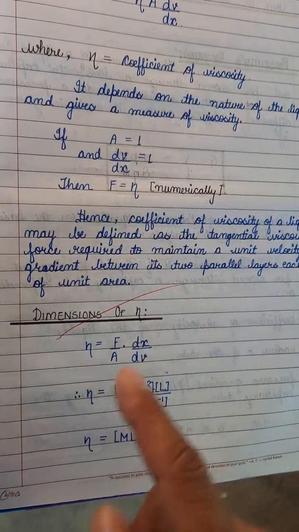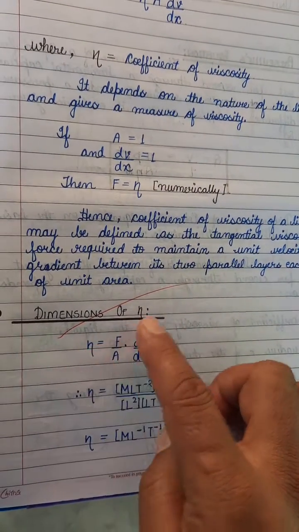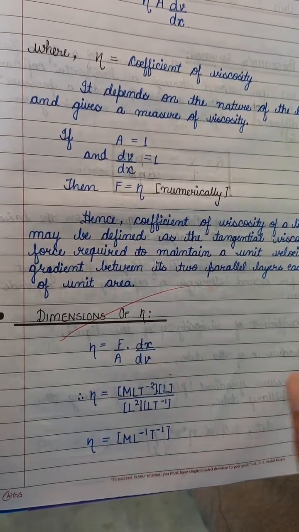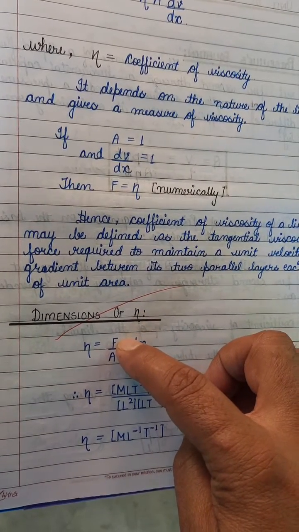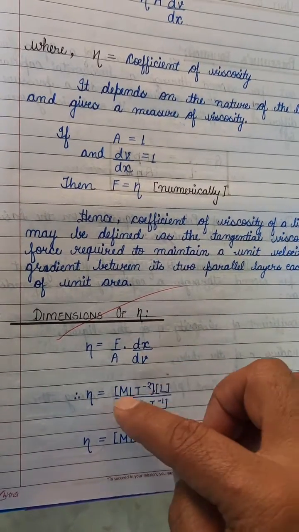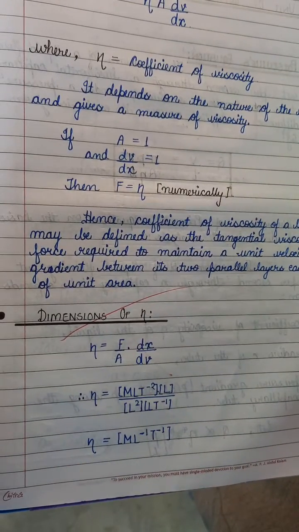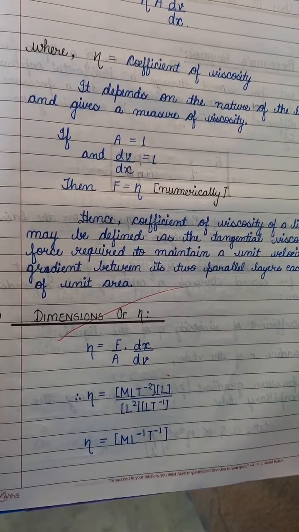The same way you can derive the expression for the dimension of coefficient of viscosity by substituting the units of F, a, dx and dv simultaneously like this. So this is the dimension of coefficient of viscosity, that is M L^-1 T^-2.